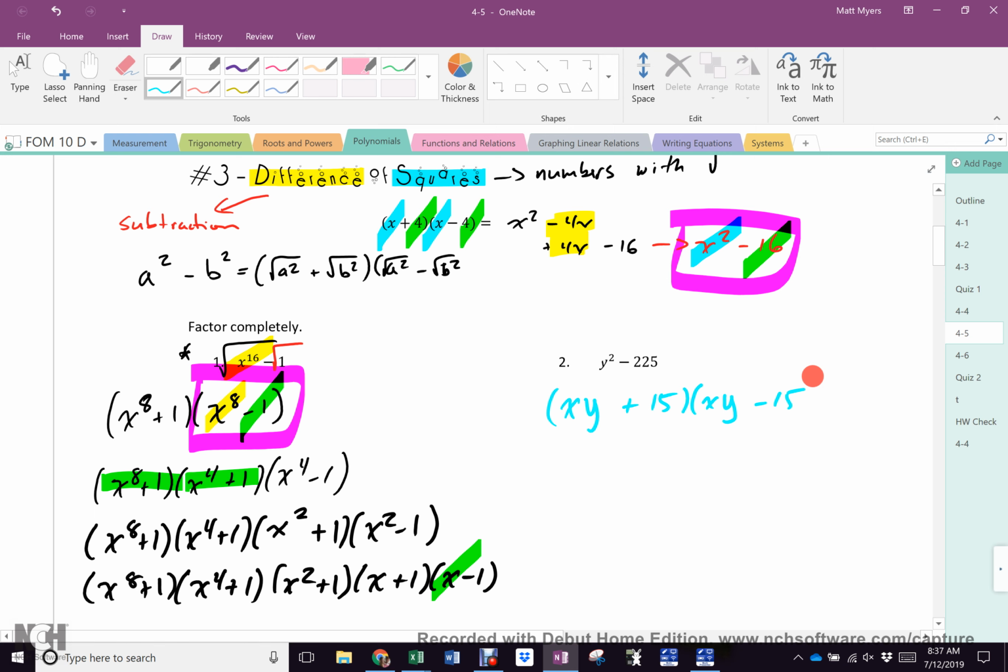And then, do you ever have to ask if you did it right? No, because you just check. Is xy times xy x squared y squared? Yes. Is 15 times 15 225? Yes. So did we do it right? Yes. Of course we did.